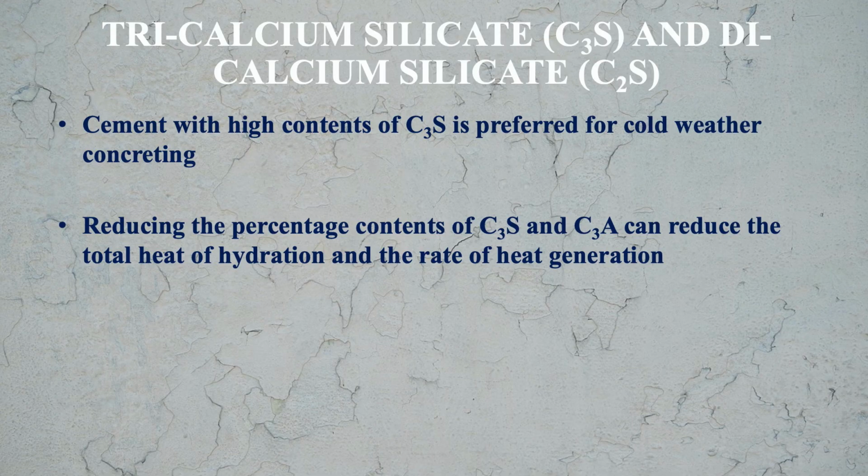Reducing the percentage content of C3S and C3A can reduce the total heat of hydration. Here you see that the main compounds responsible for heat of hydration are C3A and C3S. So if you reduce the percentage content of C3S and C3A, then you can reduce the total heat of hydration.